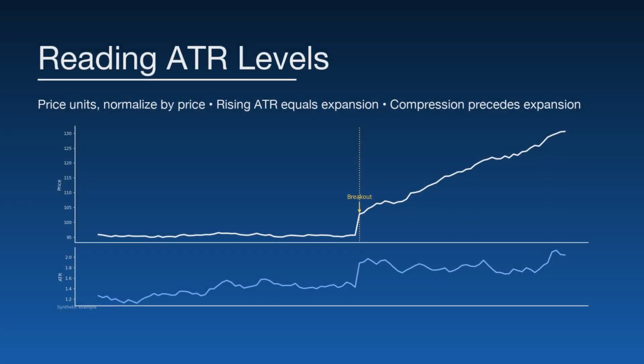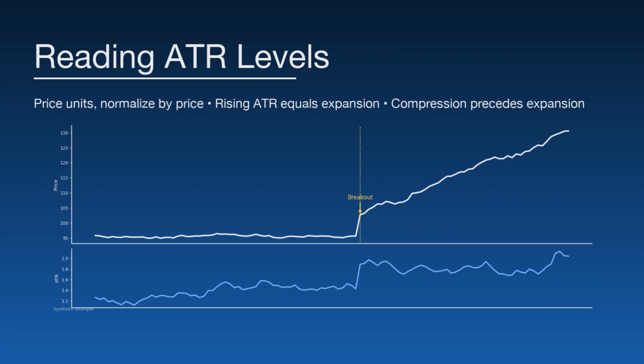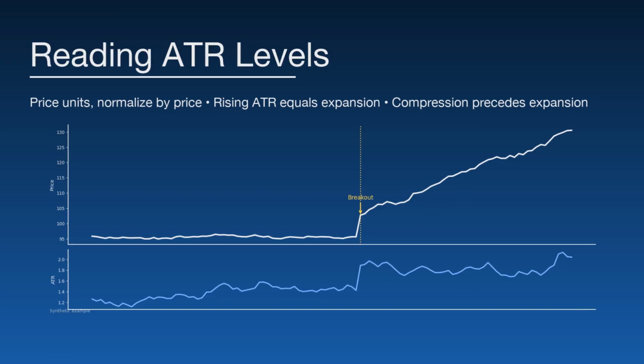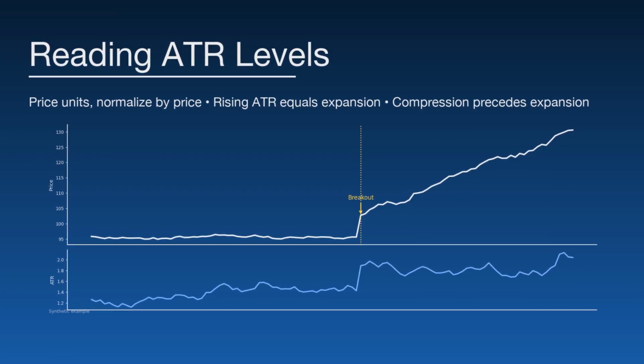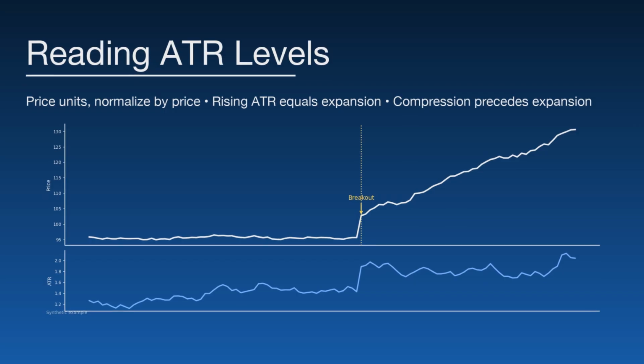ATR is expressed in the price units of the instrument. A stock trading at 100 with an ATR of 2 moves about $2 per day on average. To compare across instruments, normalize, divide ATR by price to get a volatility percentage. A rising ATR means expanding ranges, often driven by news, earnings, or a regime shift. A falling ATR means compression, which historically precedes expansion. Watch the slope, not just the level.